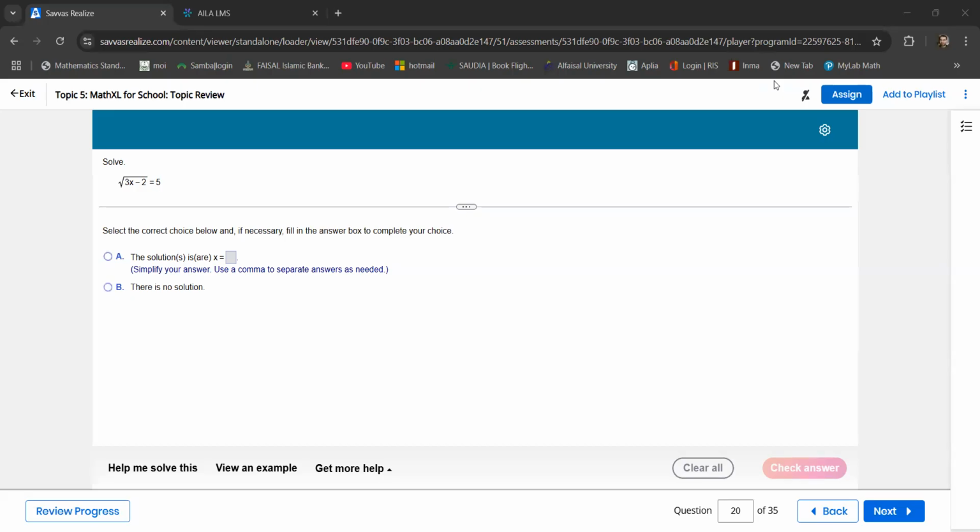In this problem, also solving a radical equation, we need to make sure that the radical is alone. The radical is already alone, so we go for the second step directly, which is power 2 to get rid of the radical. 3x minus 2 power 2 equals 5 power 2. Power 2 will cancel the root, so it is 3x minus 2 equals 5 power 2, 25.